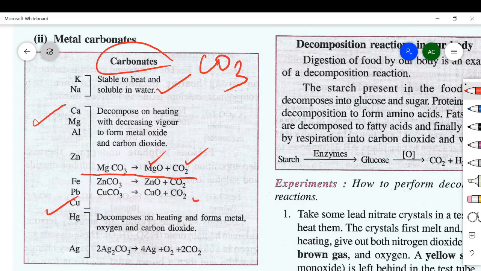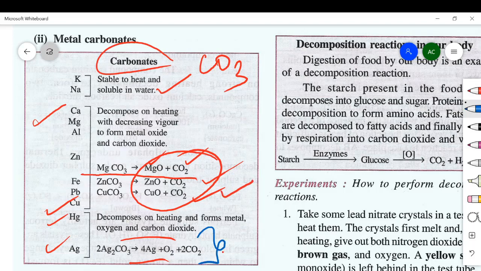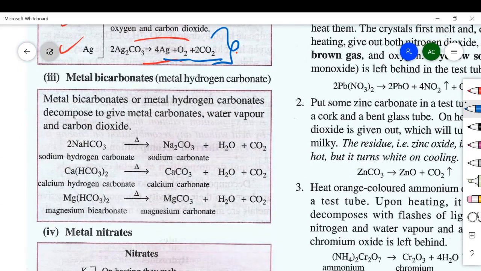So these are the reactions, and then again silver and mercury, they will form metal, oxygen and carbon dioxide. Okay, so what is the difference between these and these? Here metal oxide is formed, and here metal oxide is formed, and here metal is formed. The release of carbon dioxide is there, but here down there is release of two gases, that is carbon dioxide and oxygen.